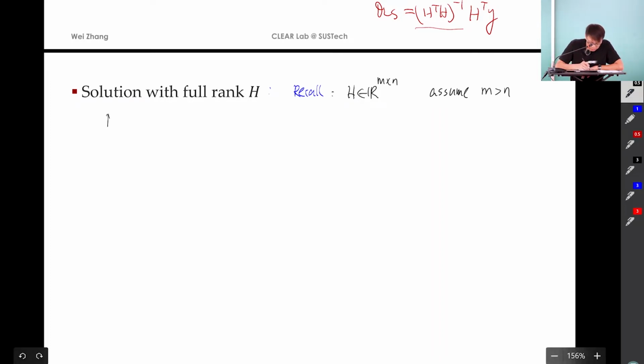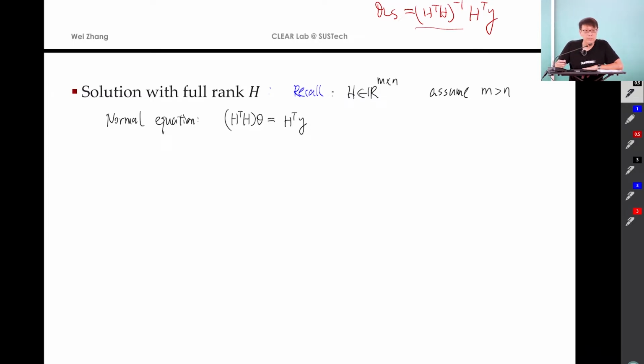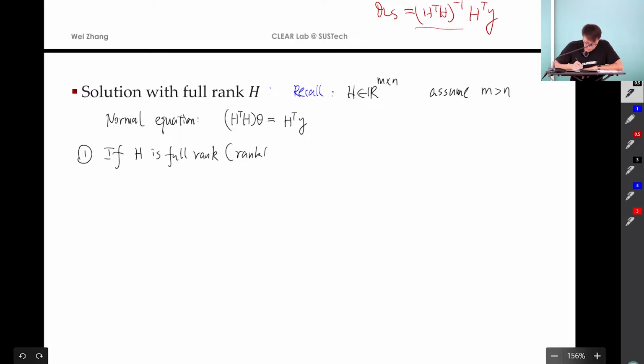So the normal equation is the following. Let's write it here again. The normal equation is H transpose H theta equal to H transpose Y. Think about this as Ax equal to b. The first case I want to discuss is, maybe I will just tell you a fact. If H is full rank, let's say, because I assume M bigger than N, the rank of H equals N, suppose. It's full rank.